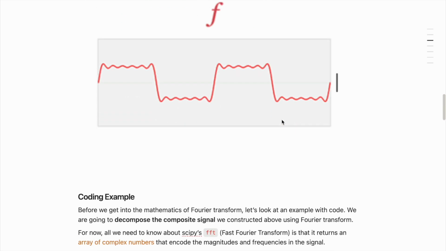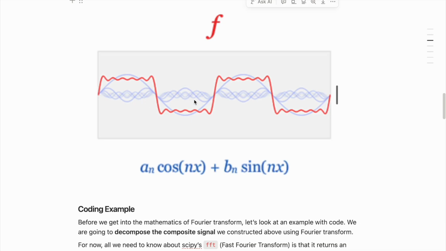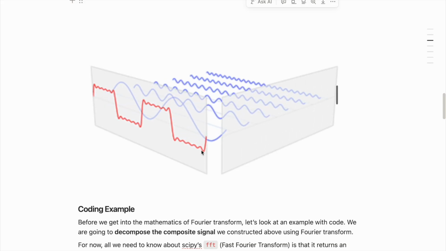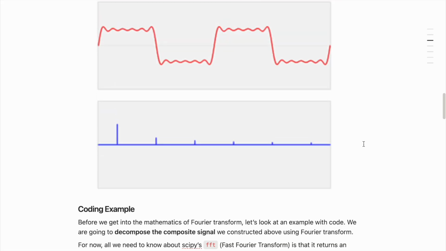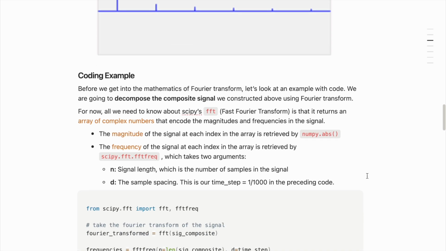And here is an animation from Wikipedia. We start with a complex signal in red. It's composed of many elementary signals, and the Fourier transform says that it's a weighted sum of sines and cosines, and it projects it onto the frequency domain to discover all of those elementary signals, and then we plot the frequency spectrum. So let's get into this with some code.